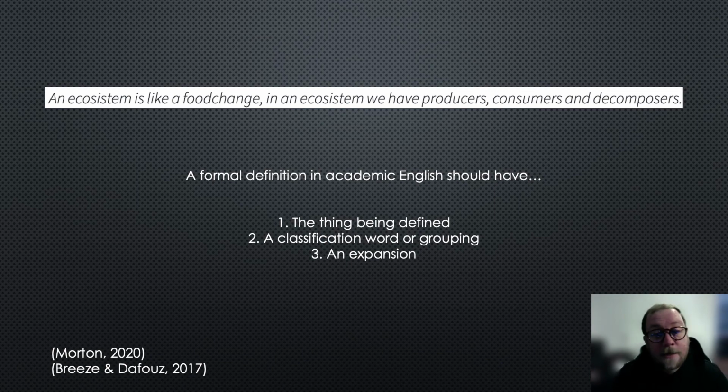But in this case, the assessor didn't think the student did it perfectly. The assessor required these things from a definition: 1, the thing being defined; 2, a class word, which is the missing one; and 3, an expansion or an example. So the assessor in this case judged that this was a student making a comparison, another discourse function, "An ecosystem is like a food chain," rather than making a definition.